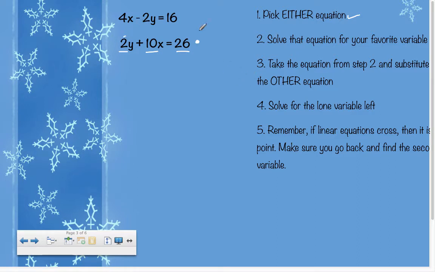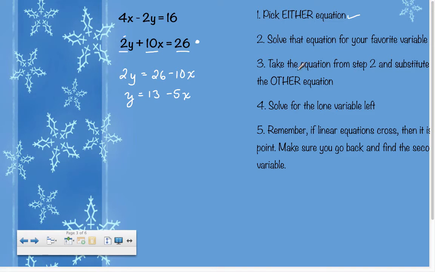Now you may be looking at me going, why? I wouldn't know to do that. But it doesn't matter which variable you solve for. Any one would work. So I'm going to solve this equation for y. All right, got it solved for y.